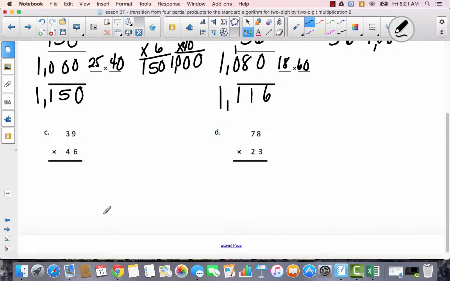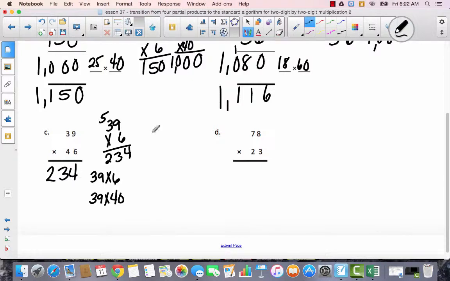Okay? All right, so now down here, we have to write it out for ourselves. They don't write it for us. So this time it's 39 times 6 and 39 times 40. So if you feel pretty confident, go ahead and solve those two problems and add them together and then come back and see if you get the same thing I did. All right, so I've got 39 times 6. 9 times 6 is 54. 3 times 6 is 18. 18 plus 5 is 23. So that gives me 234.